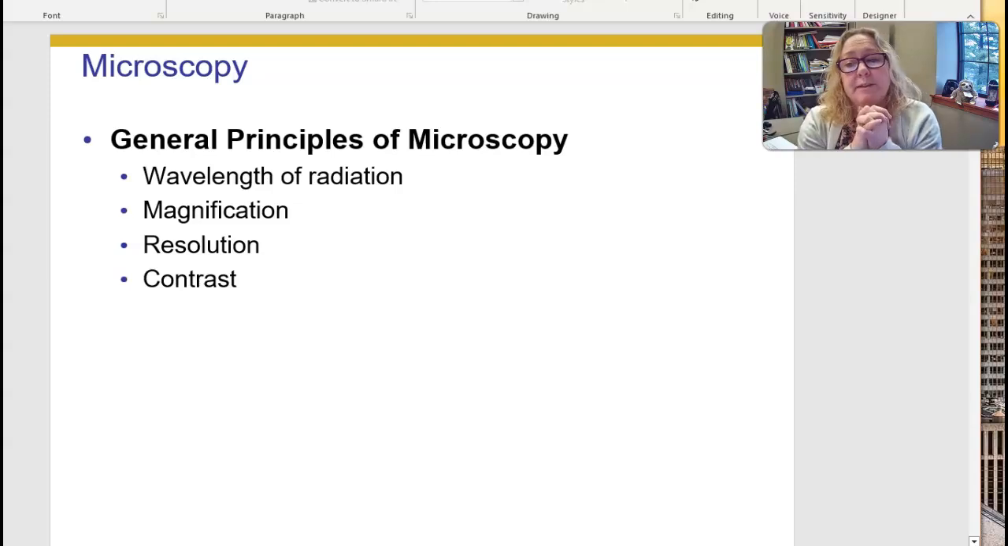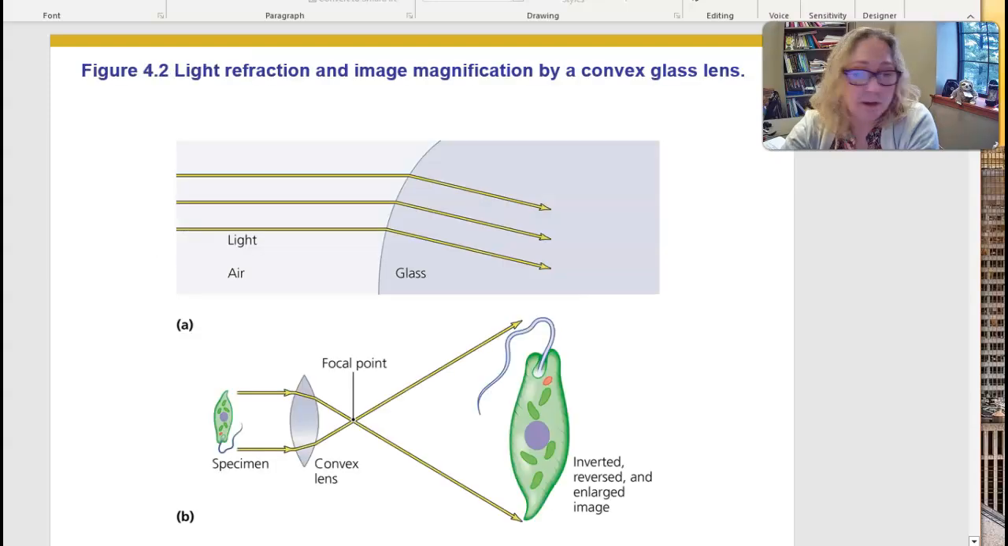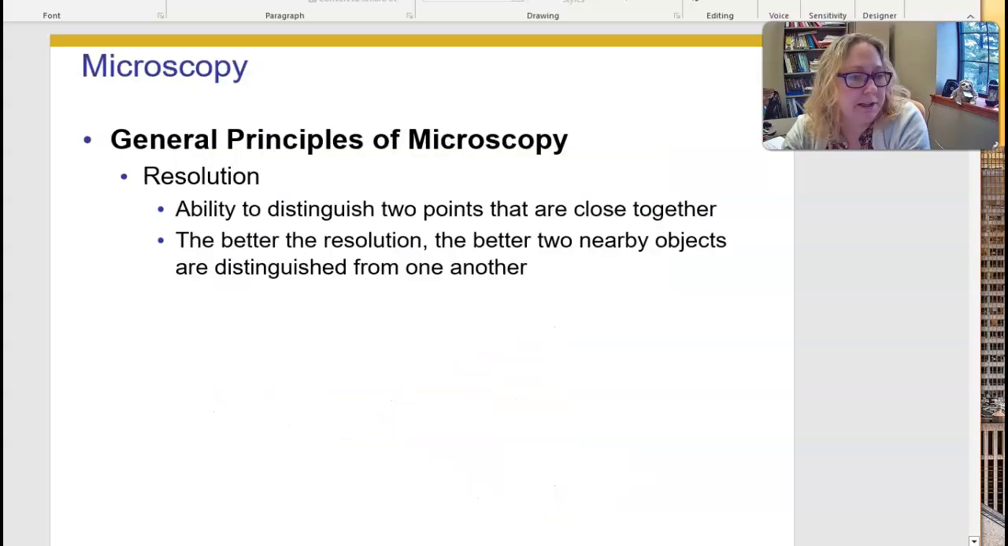General principles of using a microscope. What is the wavelength? What is the magnification? What is the resolution? And what is the contrast? You need to know the difference between contrast and resolution. It's kind of important. Don't worry, I'll tell you like 8 times. Also remember that your image is upside down. Honestly, microbes are usually circular little blobs, so the top and the bottom don't really matter, but it's helpful to keep that in mind.